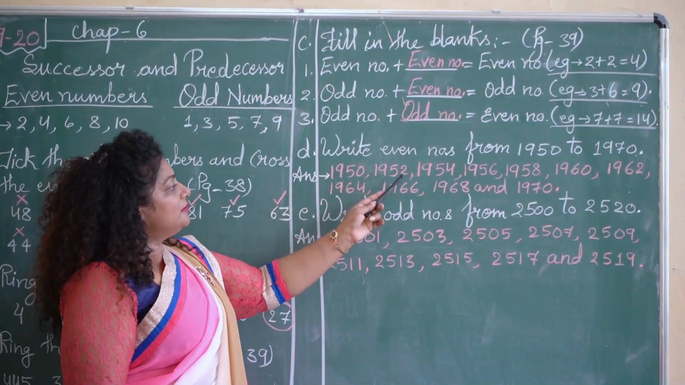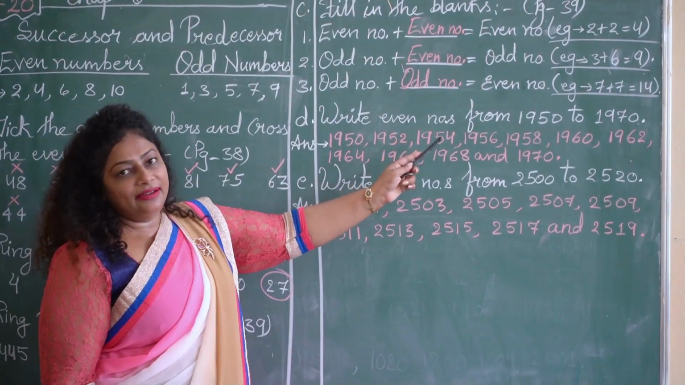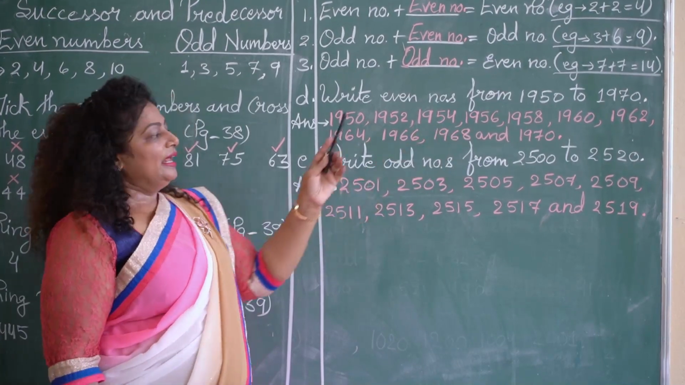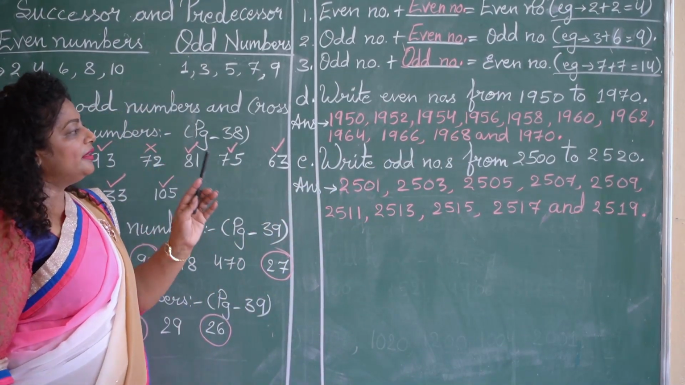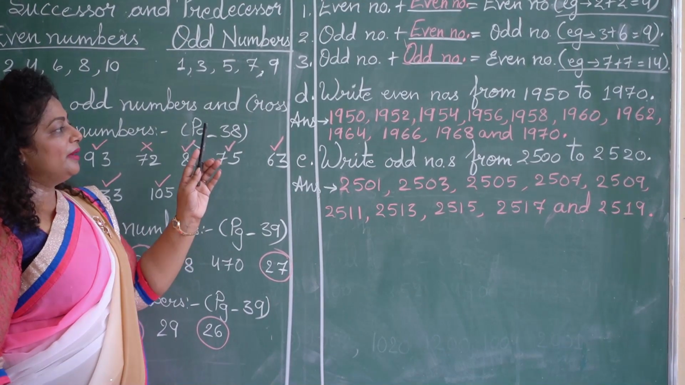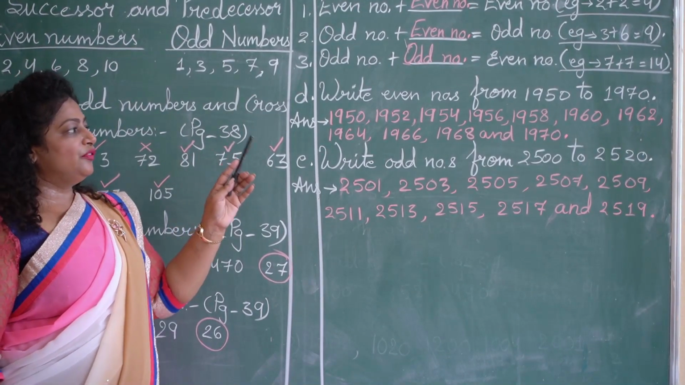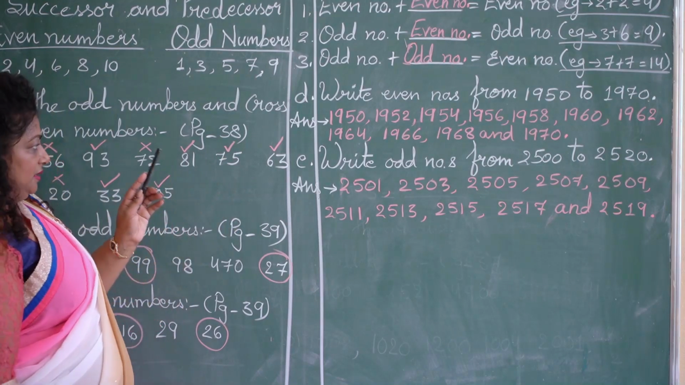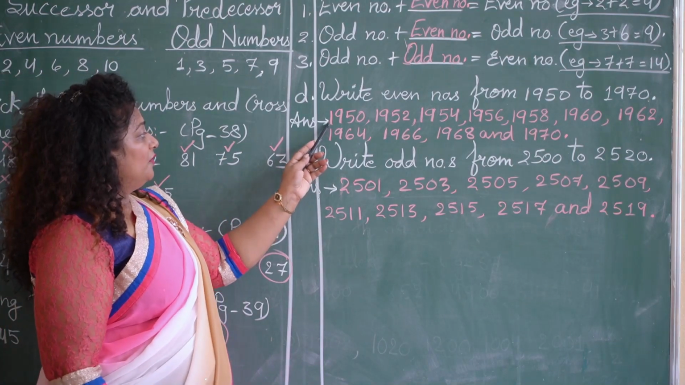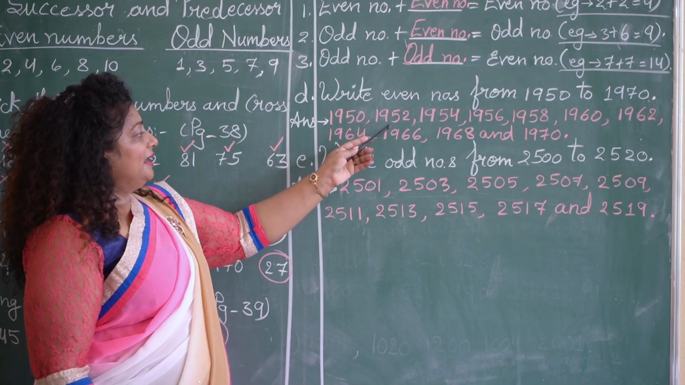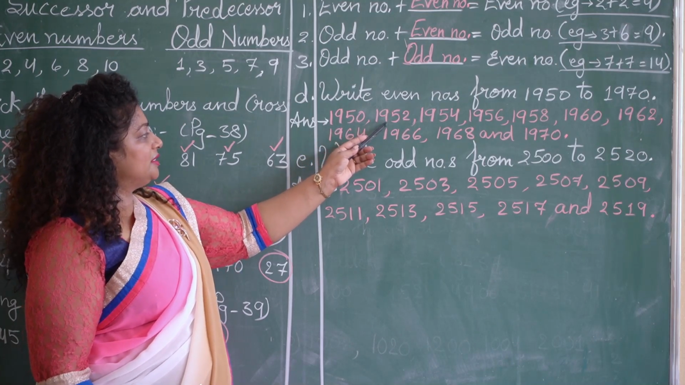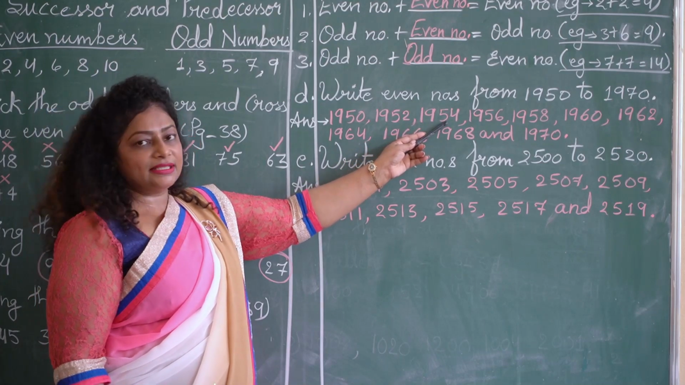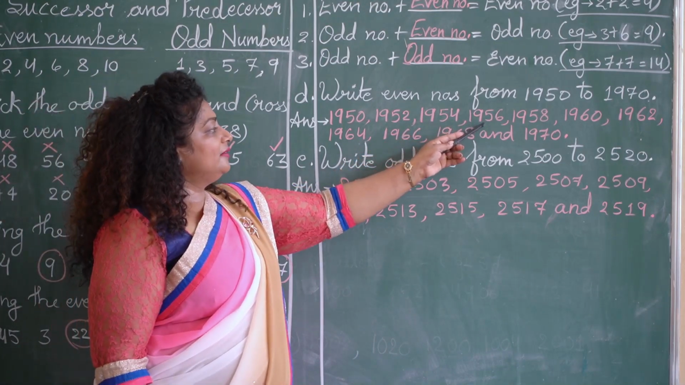Write even numbers from 1950 to 1970. That means we have to write all the even numbers starting from 1950 and till 1970. Let's start with 1950. Next even number will be 1952. 1954 will be the next number. Then 1956.